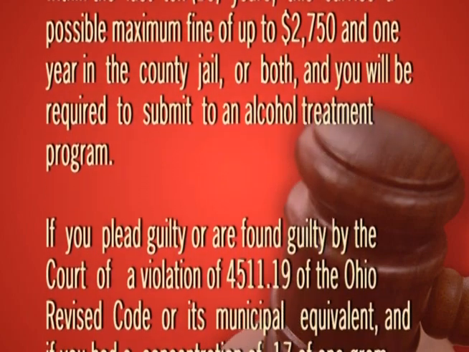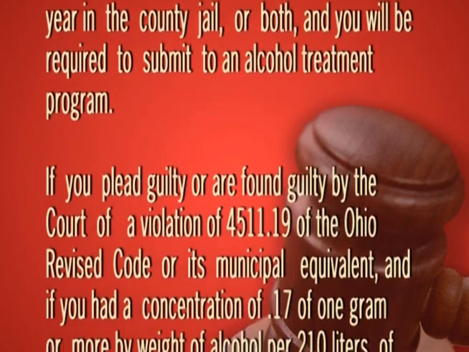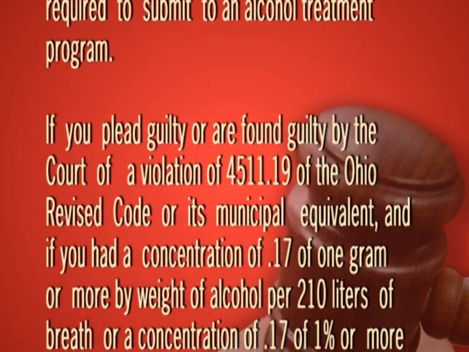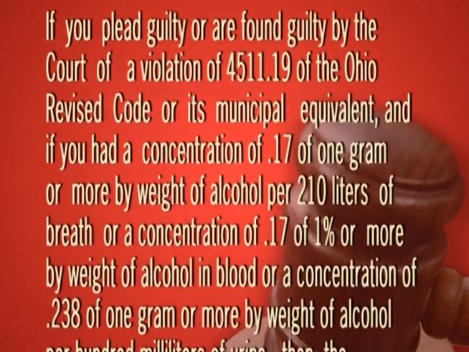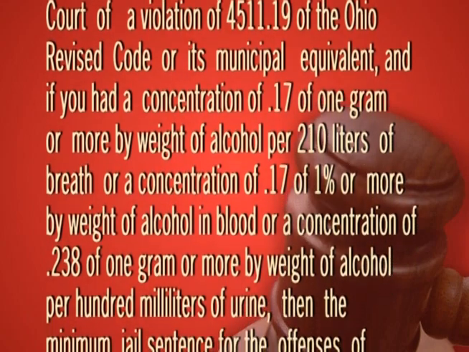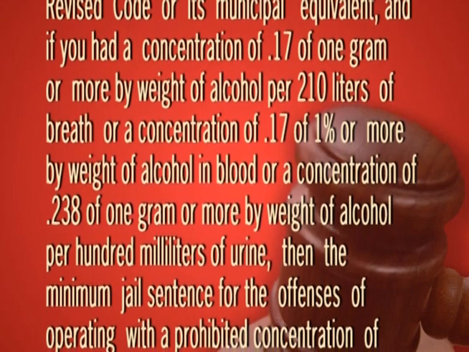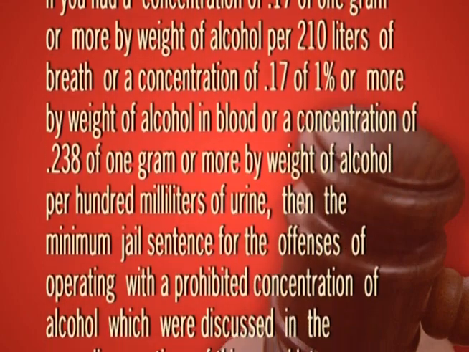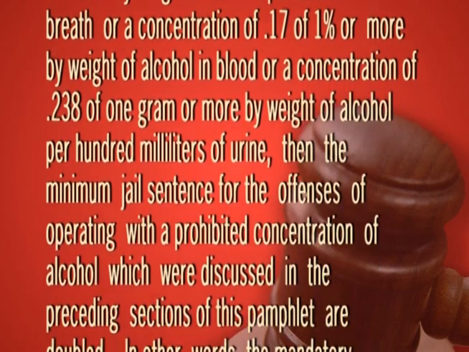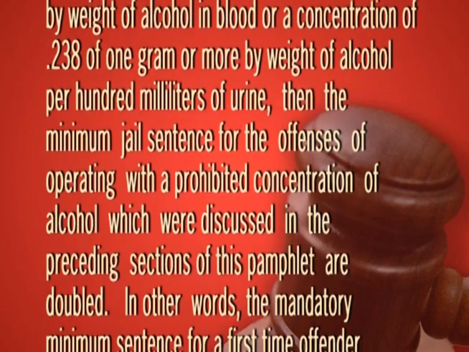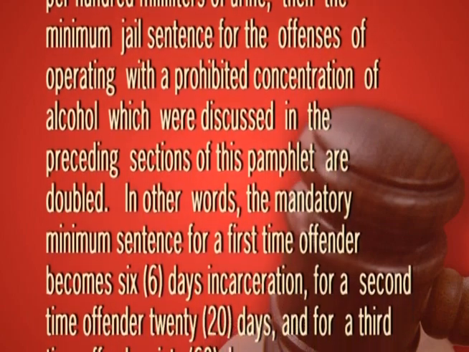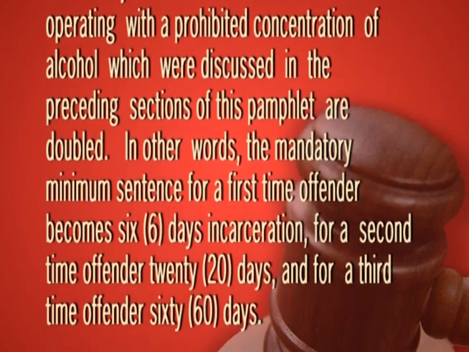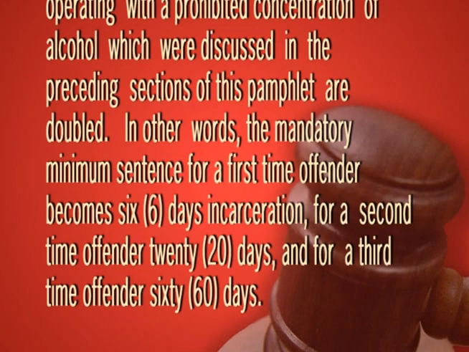If you plead guilty or are found guilty by the court of a violation of 4511.19 of the Ohio Revised Code or its municipal equivalent, and if you had a concentration of 0.17 of 1 gram or more by weight of alcohol per 210 liters of breath, or a concentration of 0.17 of 1% or more by weight of alcohol in your blood, or a concentration of 0.238 of 1 gram or more by weight of alcohol per 100 milliliters of urine, then the minimum jail sentences for the offenses of operating with a prohibited concentration of alcohol, which were discussed in the preceding sections of this paragraph, are doubled. In other words, the mandatory minimum for a first-time offender becomes 6 days of incarceration, for a second-time offender 20 days, and for a third-time offender 60 days.